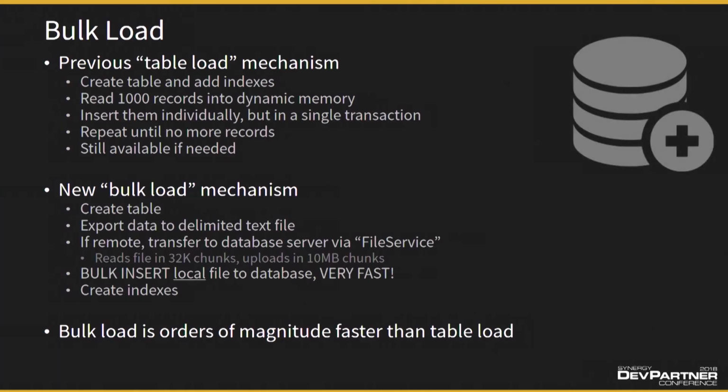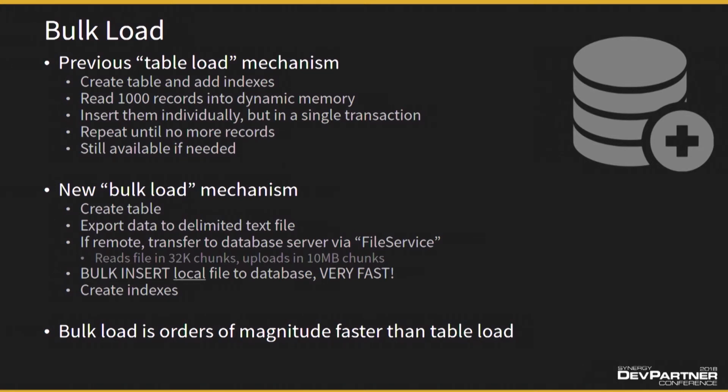So that enables bulk load. So bulk load, the difference here, again, I think I already mentioned this, so I'll go quickly here. What table load used to do previously was it would open the file, it would read 1,000 records into dynamic memory, and then it would call an insert rows routine, which would do 1,000 inserts, and then commit a transaction. And then it would do it over and over and over again. So essentially it was an insert for every record in the file.